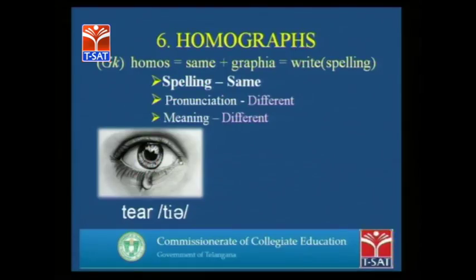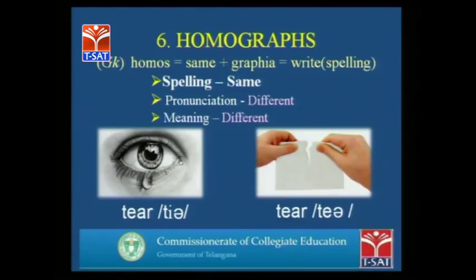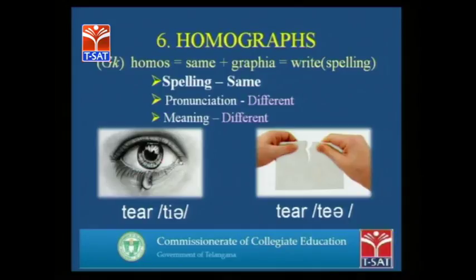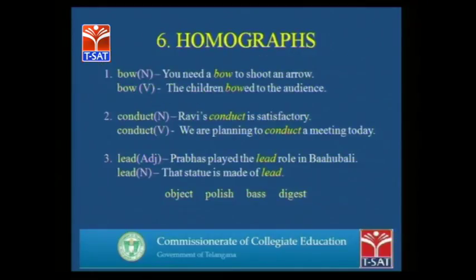For example, you see a picture here, tear, T-E-A-R, a lady shedding tears, and you also have a word called tear, tearing a paper, or tearing something. So, tear is a noun here, which indicates the tears of the eyes, and tear, which also has the same spelling, T-E-A-R, but the pronunciation is different, and the meaning is also different, which is tearing a paper.